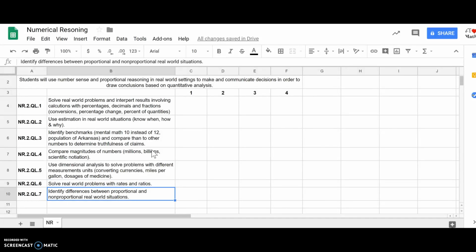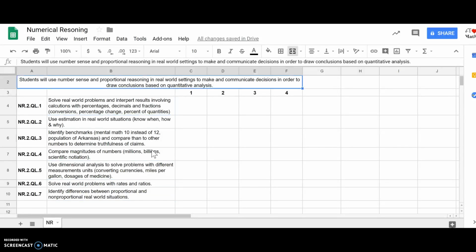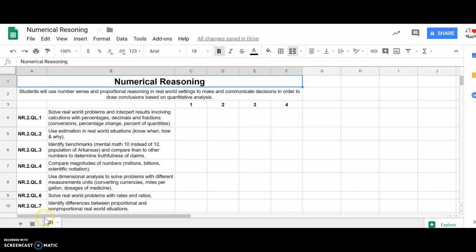And then finally, identify differences between proportional and non-proportional real-world situations. So what I mean by that is like a pay rate is proportional. It's proportional to the amount of hours that you work, all right? So if you make $10 an hour and you made $100, then you worked 10 hours. Does that make sense? Pay is very proportional. Mileage, gas mileage in a vehicle is proportional, all right? Non-proportional, there are lots of examples of that too. Okay?